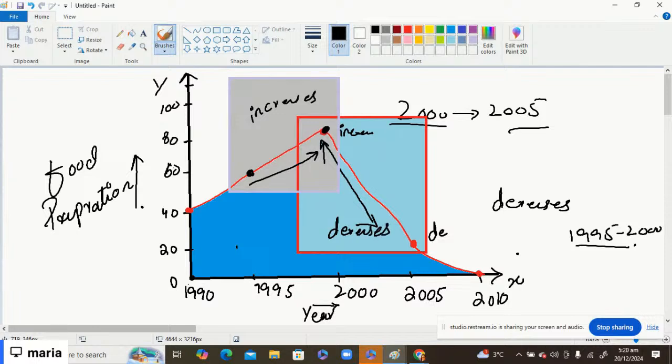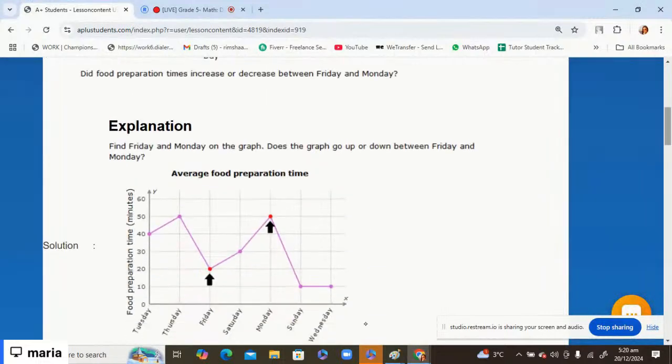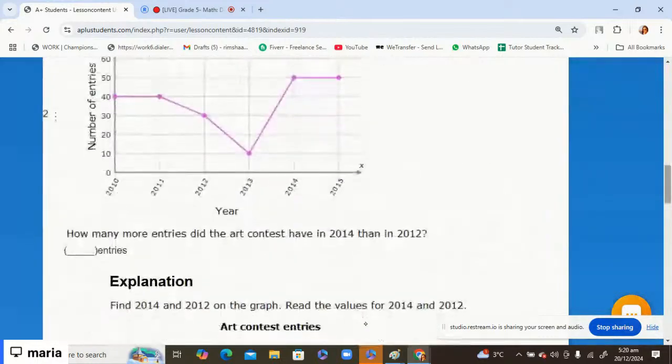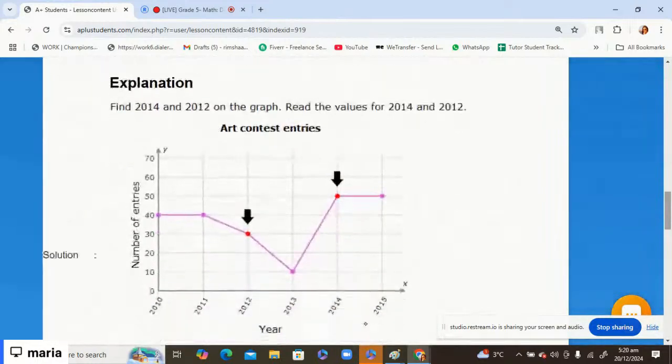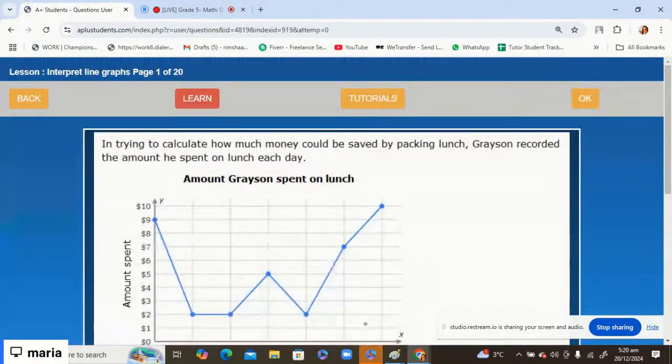This is the way that you are going to check in all of it, like in which way your graph is moving. If your graph is moving up, then it means that it increases, and moving down, it means that it decreases. All right, for example, let's do some test questions, then you'll be more able to understand. So here is your question.